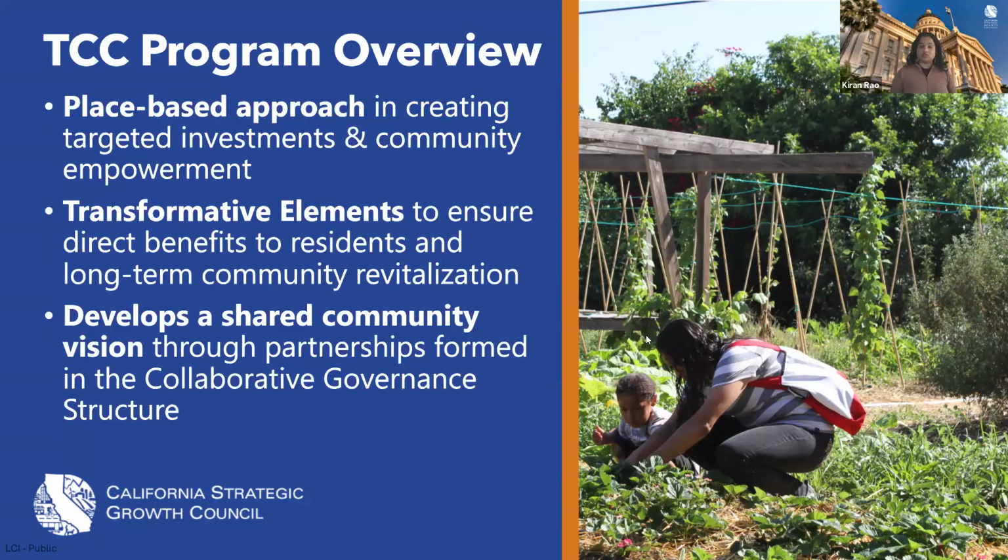The vision is further supported through the program's 6 transformative elements, which help to secure the transformative potential of these investments and, in turn, ensure meaningful and holistic benefits to community members. All this is accomplished through intentional collaboration, through a collaborative governance structure, where partners and residents develop a shared community vision in which community is a part of these solutions.